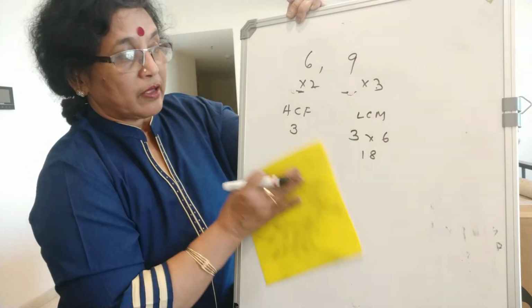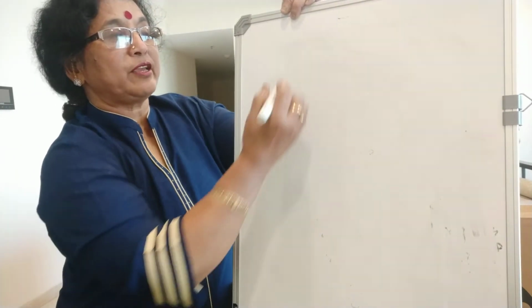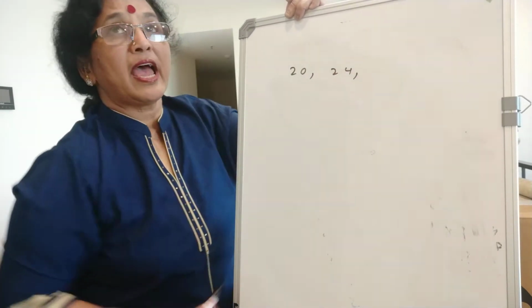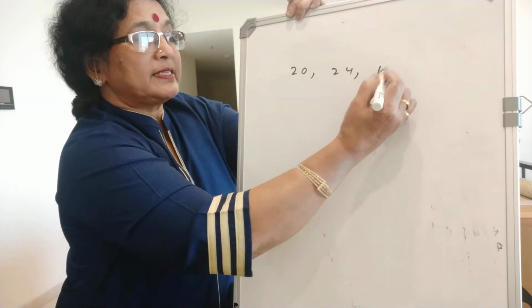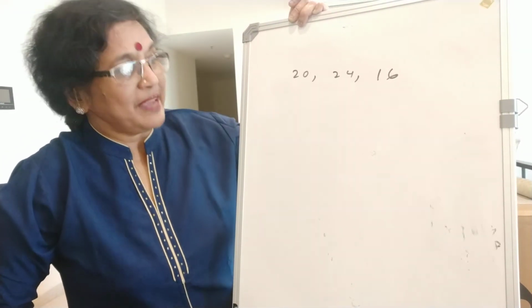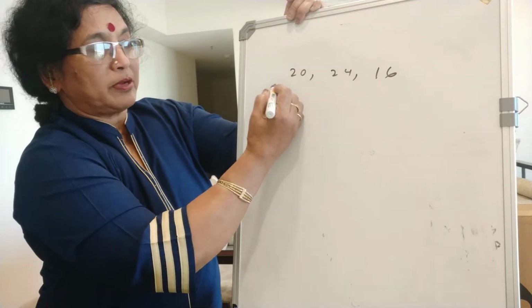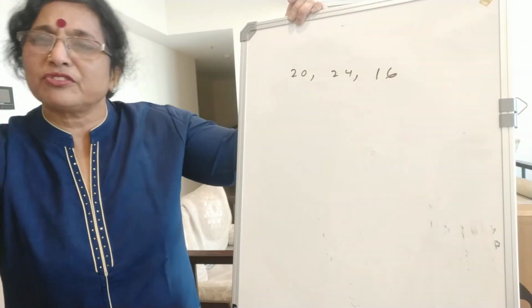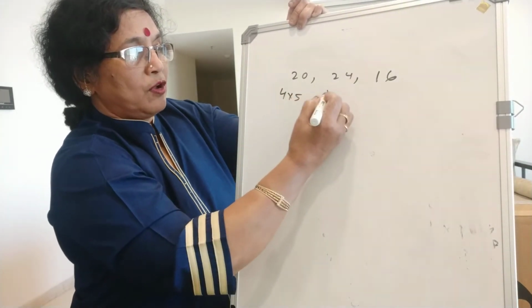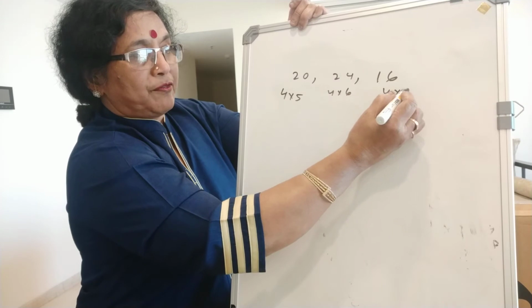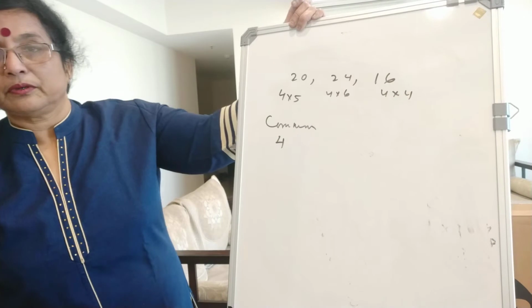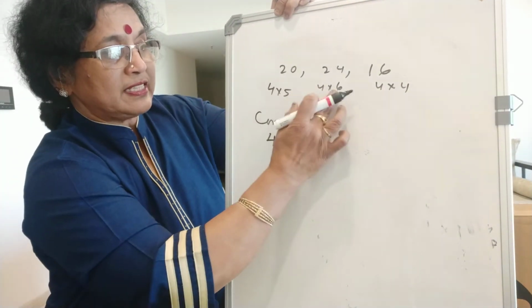Suppose you take another example, say you have 20 and you have 24 and say you have a number like 16. Let us see the LCM and HCF. Okay. So first I'll take what is common. You should know the tables very fast. I told you children, you have to know the tables very fast. So you have 4 and 5, 4 and 6, and 4 and 4. So what is common to all? The common to all is 4. Right? Then you have 5 and 6, nothing common.